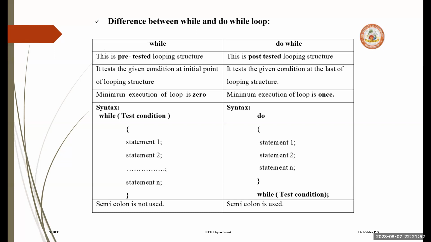So what is the syntax? While test condition, if this is true, execute statement 1, statement 2, statement n. Next, for do while loop, the syntax is do statement 1, 2, n, followed by while test condition semicolon. So you can see here the semicolon is used in do while, whereas semicolon is not used in while.